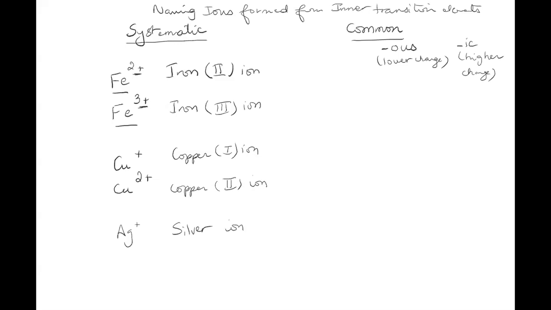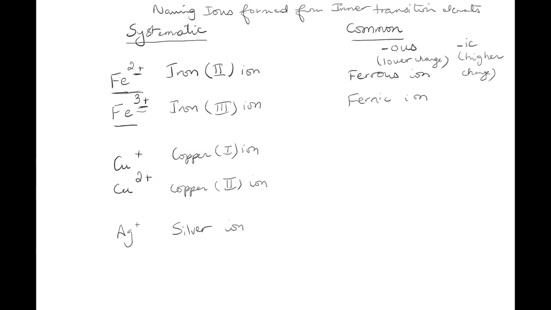So, for example, with iron, the one with the +2, that's the one with the lowest charge, so that will take the suffix OUS, and the one with the +3 will take the suffix IC. And what we do is we're going to use the Latin name of the element as a prefix, and then the suffix will be one of these two. So the iron(II) ion is going to be called ferrous ion, and the iron(III) ion is called ferric ion.